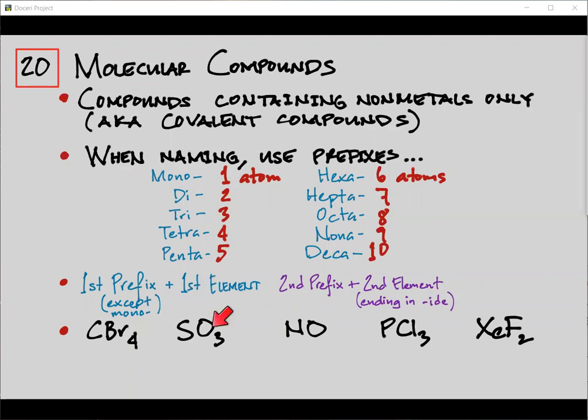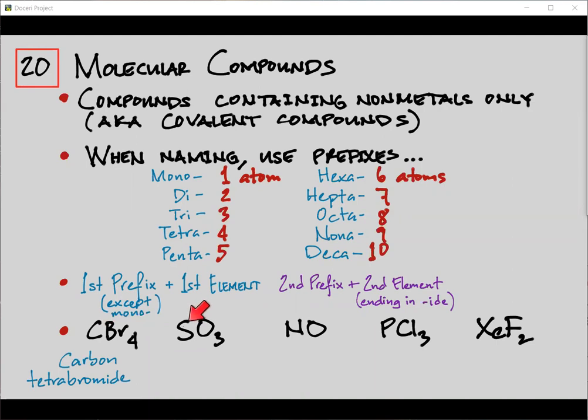These are all molecular compounds, right? When you analyze the chemical formulas here, you can see that they're all nonmetals. Sulfur and oxygen are both nonmetals, and so you can name these molecular compounds accordingly. The first one here, we have one single carbon, so you wouldn't call this monocarbon because it's the first element. You skip mono. And then we have 4 atoms of bromine, so that would be a tetra. So we have carbon tetrabromide. It ends in ide. Carbon tetrabromide.